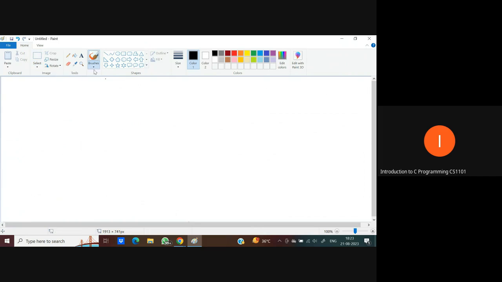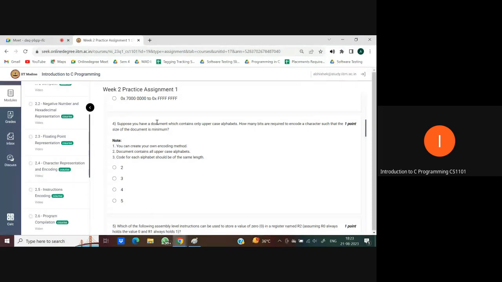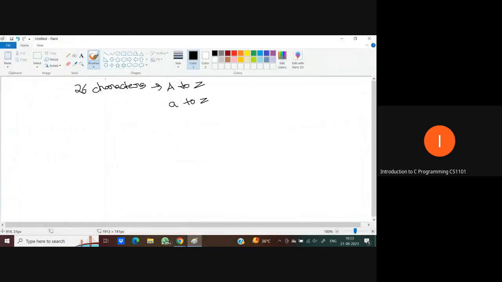I'll just write it here. 26 characters, right? That is from A to Z. Similarly, if you count small a to small z, then we will get 52, 26 plus 26. Apart from that, we have 10 digits as well, that range from 0 to 9. But as far as this question is concerned, we are only going to be concerned about these 26 characters, capital A to capital Z. These small a to small z are none of our concern here.